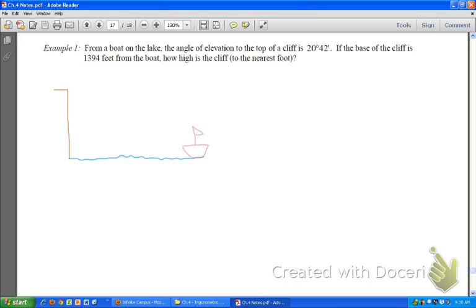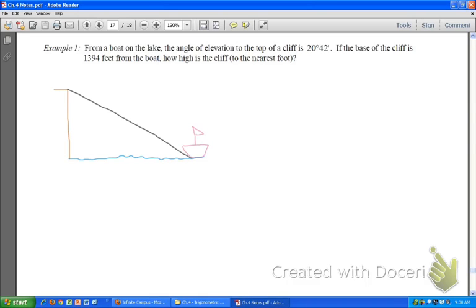All right, so we've got a cliff and we've got this boat out on the lake, and it says that from the boat on the lake, the angle of elevation to the top of the cliff is 20 degrees and 42 minutes. What line should I draw in order to illustrate that angle? Yes, indeed. Okay, but which angle is it? Is it this angle, or is it that angle? The other one, right? Okay. Now, I'm not going to put in 20 degrees and 42 minutes. Why not?